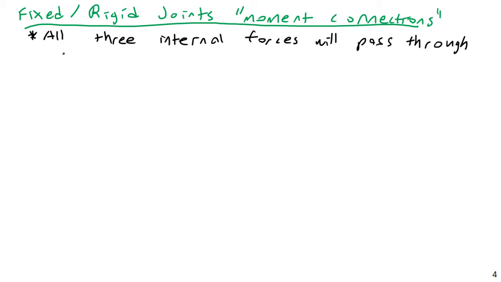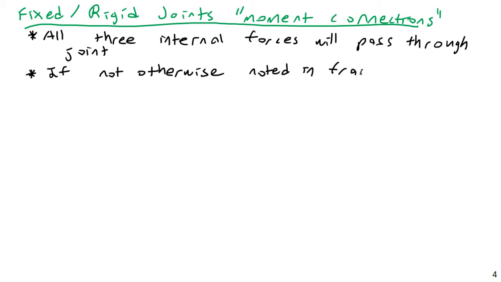Will pass through the joint. And then here, but also important to note that if not otherwise noted in frame diagrams, connections are always assumed fixed.